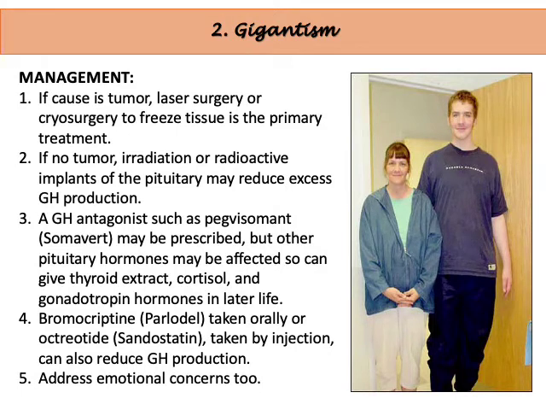Bromocriptine is a dopamine receptor agonist, while octreotide mimics somatostatin. Fifth is to address emotional concerns too. It is difficult for a child to always be bigger and taller than the playmates, and this may be distressing for them.